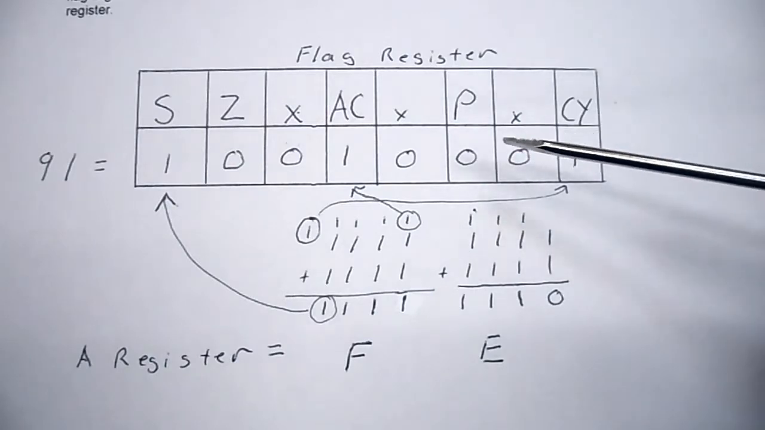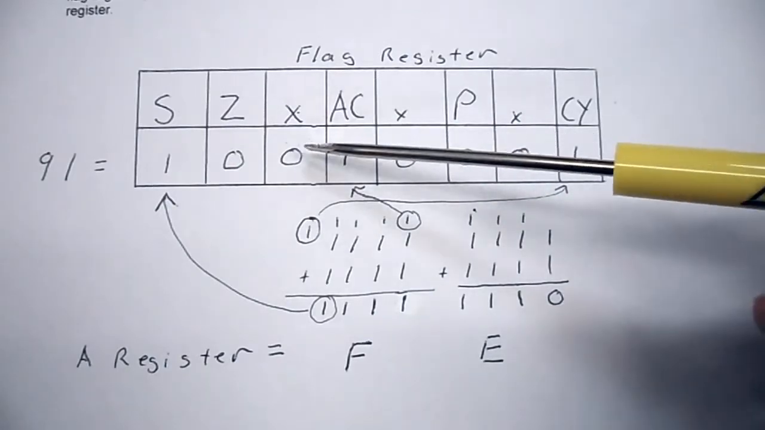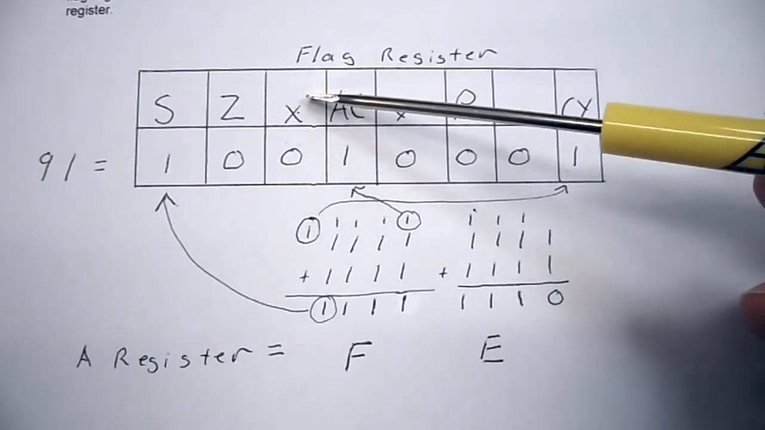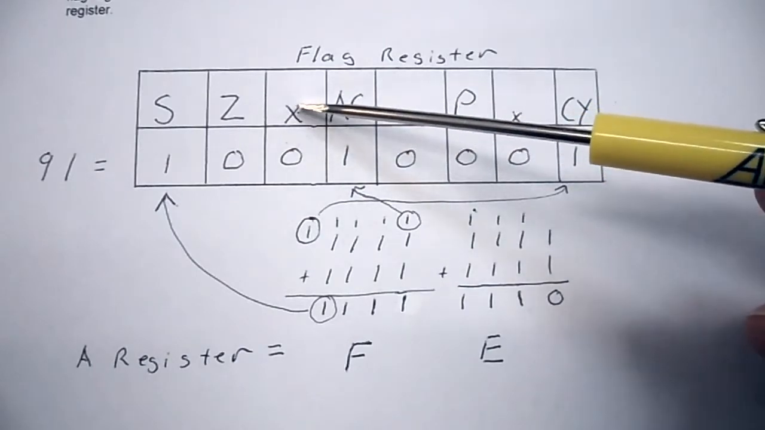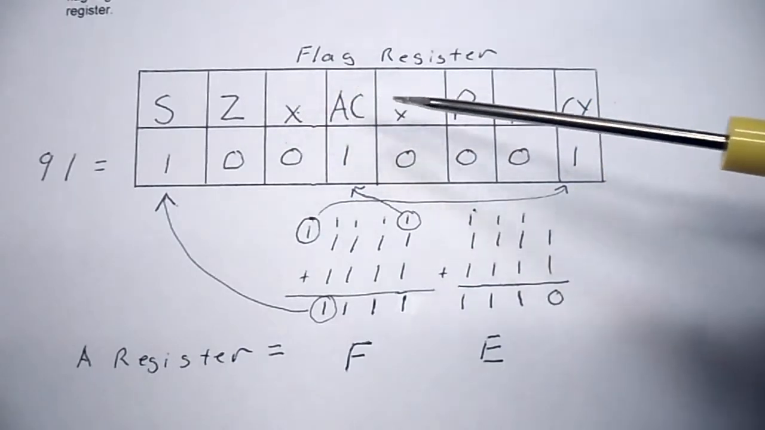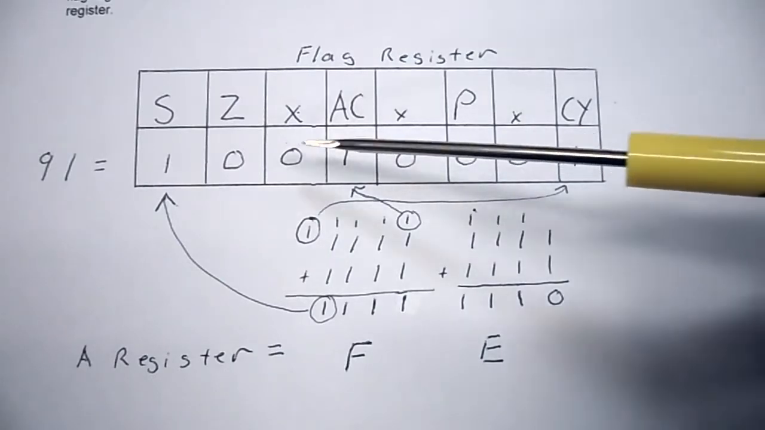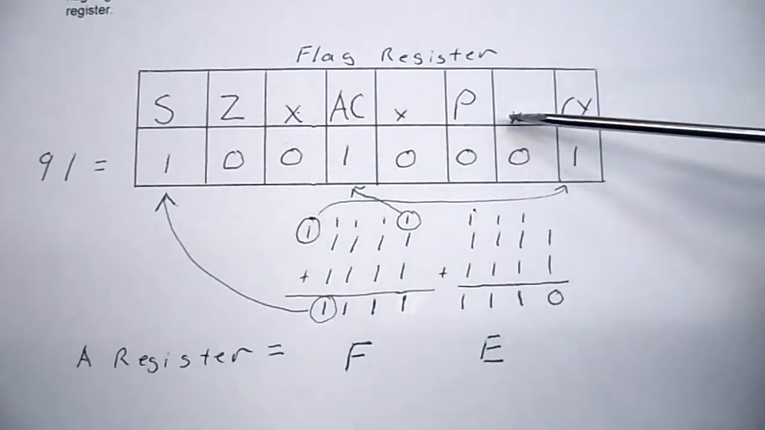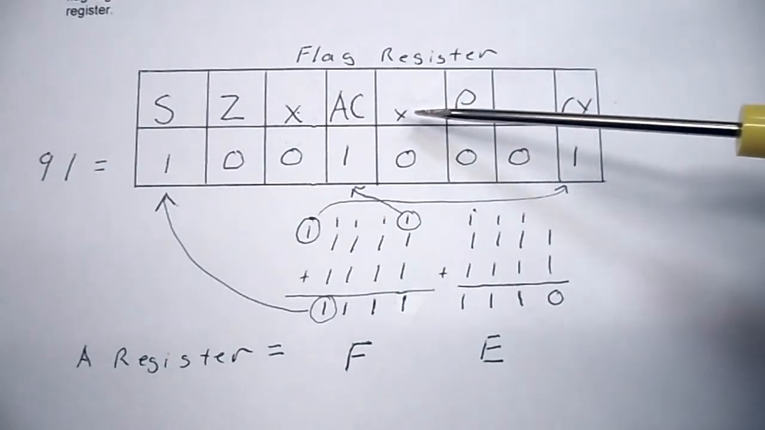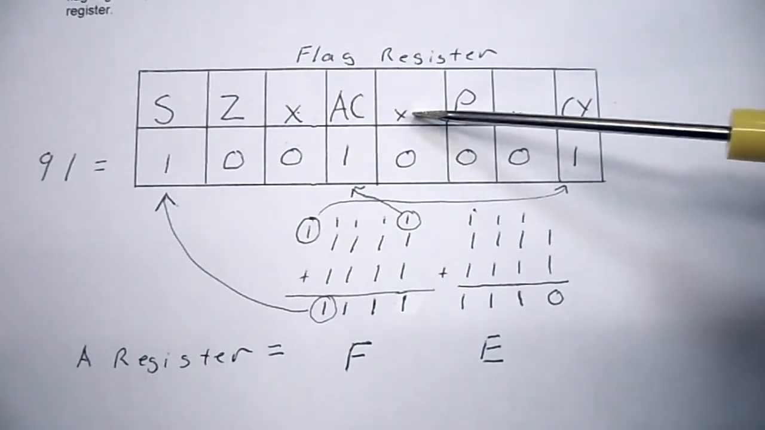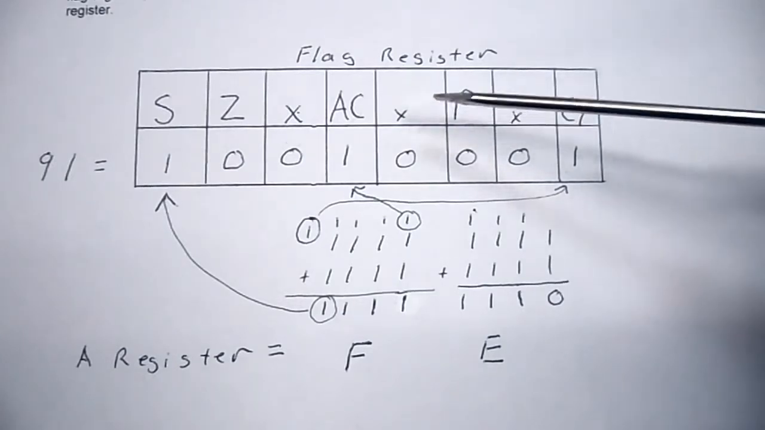Now you'll notice we have 1, 2, 3 flags that have no meaning to them. These are undocumented flags. You'll notice that they are 0. So the 8085 does have these undocumented flags, and they also have some undocumented opcodes too. So I just want to show those to you.